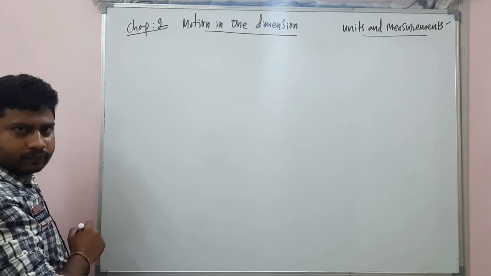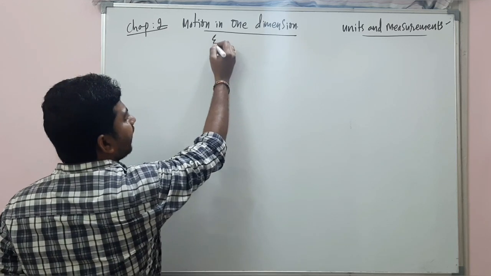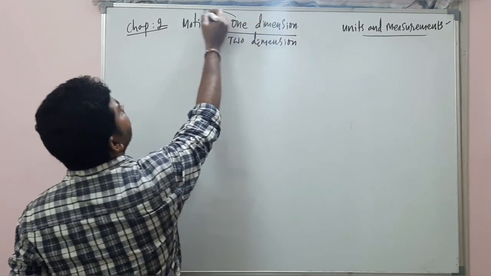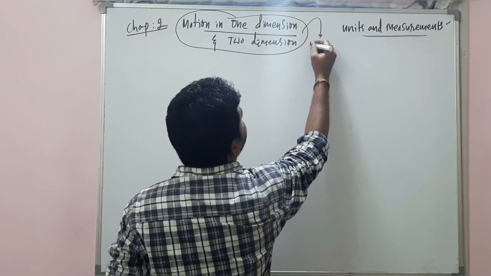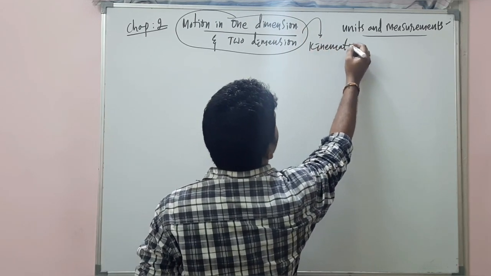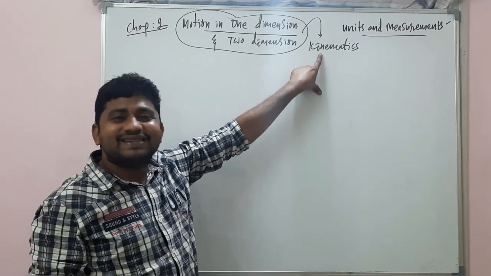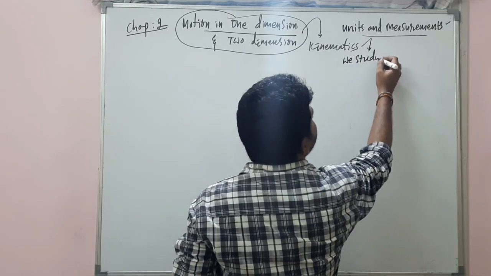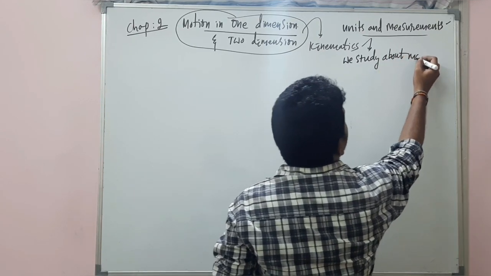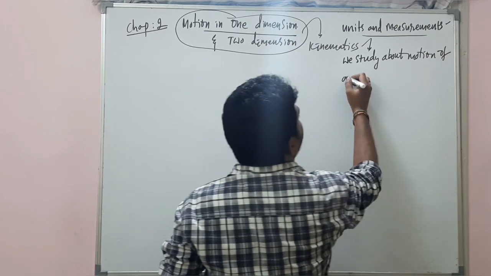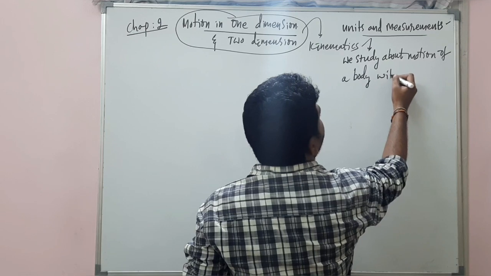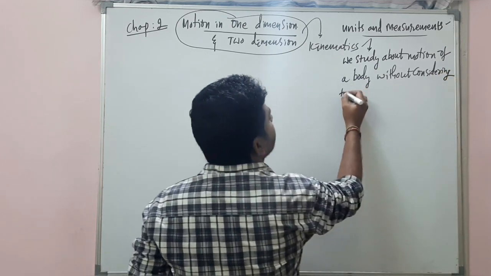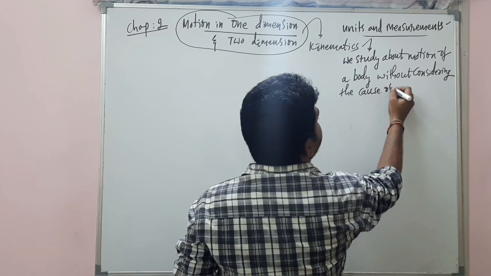Look at the interesting thing. Motion in one dimension and motion in two dimensions. These two together are called kinematics. What is this? Kinematics. Kinematics is the branch of physics where we study the motion of a body without considering the cause of motion.